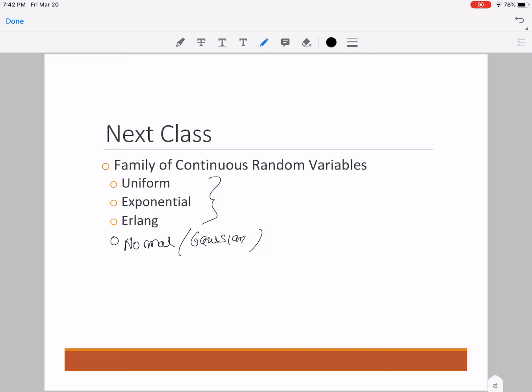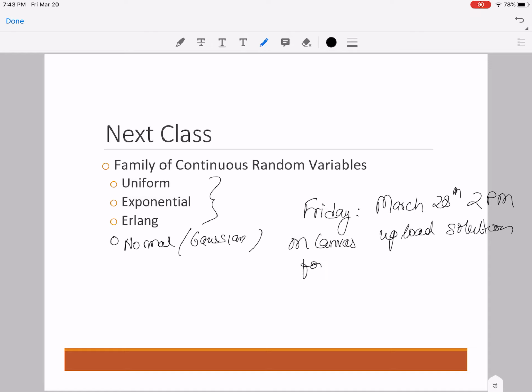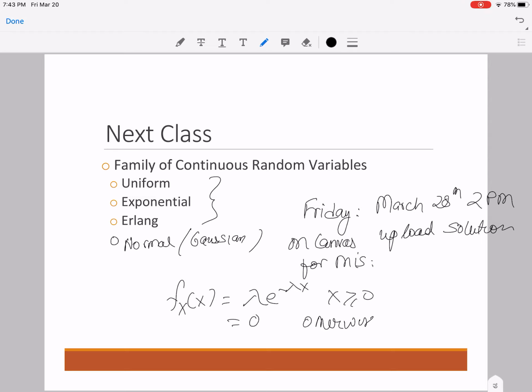For your Friday's in-class participation, here's what I would like for you to do. For Friday, March 28th by 2 p.m. on Canvas, upload the solution for this problem. Let's say that you have f of x equal to lambda times e to the negative lambda x for x greater than or equal to 0, and it is 0 otherwise. What you need to do is give me the expected value of x and the variance of x. I would like these two items from you. Please upload it on Canvas.